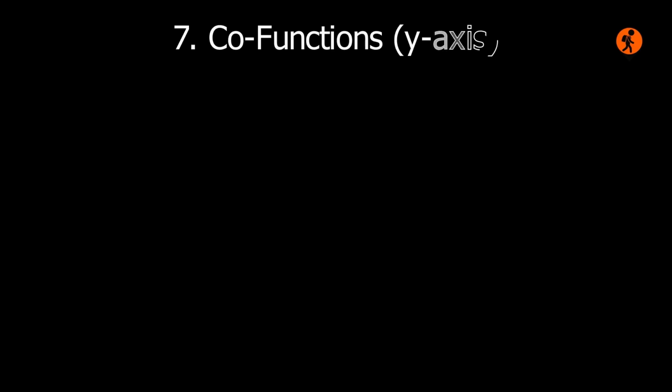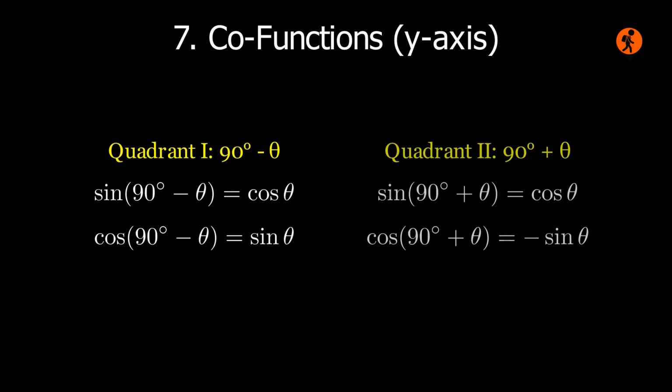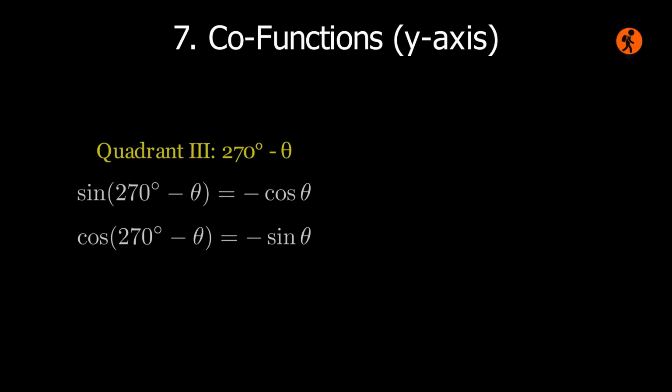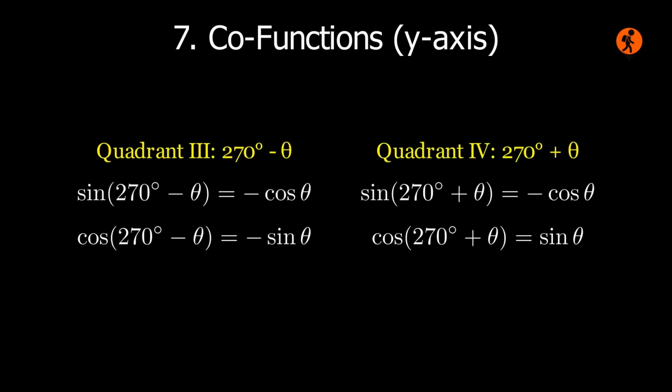When dealing with the y-axis boundaries, 90 degrees and 270 degrees, the function changes. Sine becomes cosine, and cosine becomes sine. Always look at your CAST rule to determine if the new ratio should be positive or negative.